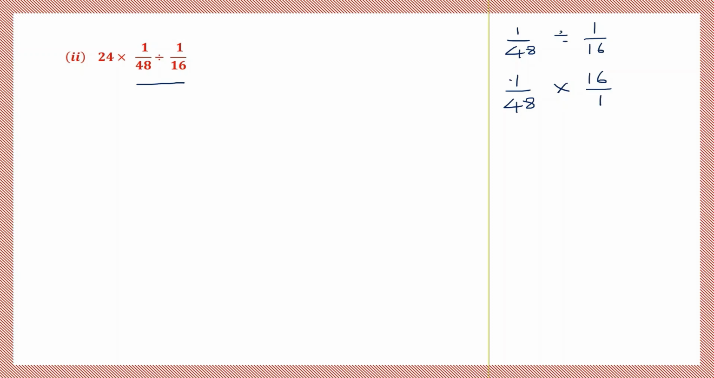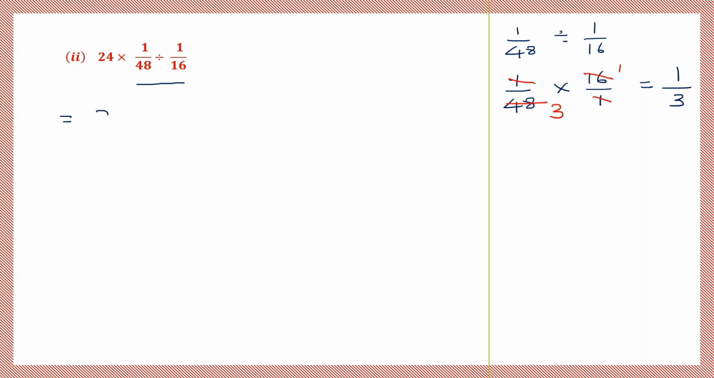So we cancel the ones. Ones get cancelled. I can cancel 16 and 48. Both I can do it by 2, by 4, by 8, by 16 itself. So 16 1s are 16 and 16 3s are 48. So what do I have left? In the numerator I have 1 and in the denominator I have 3. Got 1 by 3. So let's write it here.